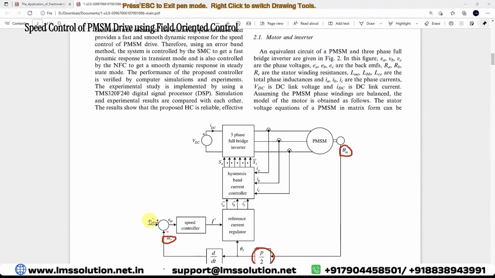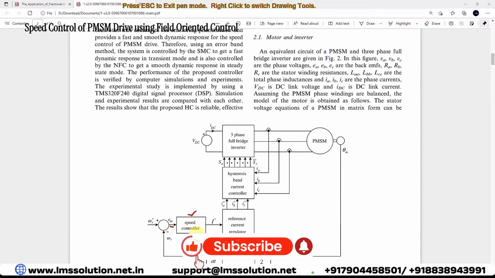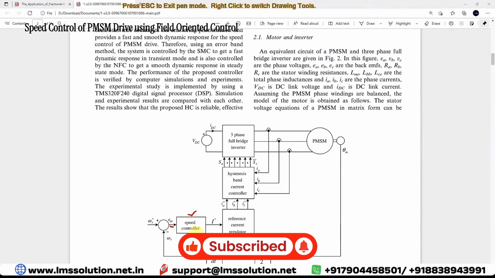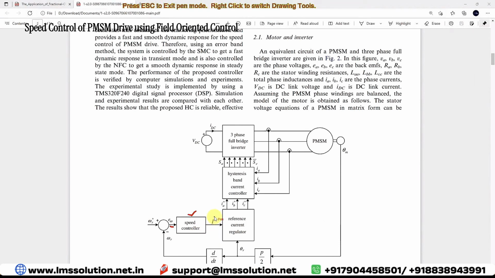Then we need to compare it with the reference speed. This is known as the reference speed. And then this speed error is processed by the speed controller. Normally we use only a PI controller. So that PI controller will generate the reference current.